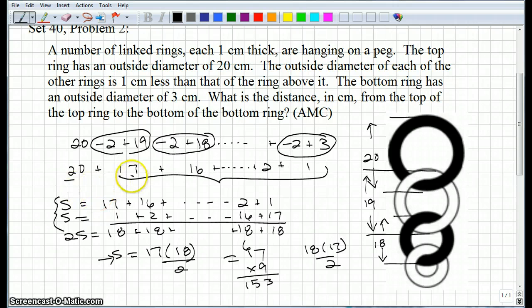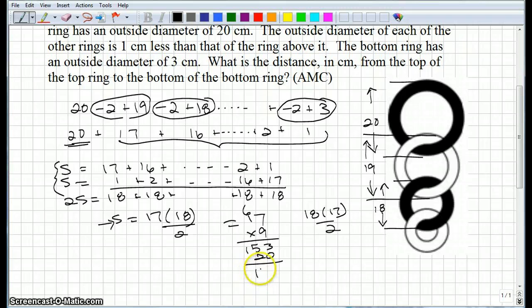But don't forget, that's just 17 through 1, and we still have this 20 centimeter ring that we have to add on to that. So let's add 20 onto it, and that just gives us 173. Okay, so that's our answer. It's 173 centimeters from the top of the top ring to the bottom of the bottom ring.